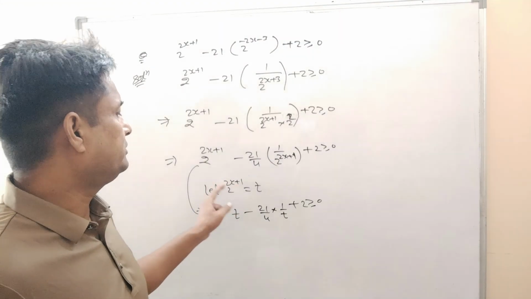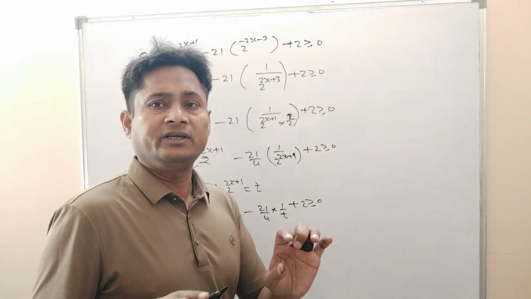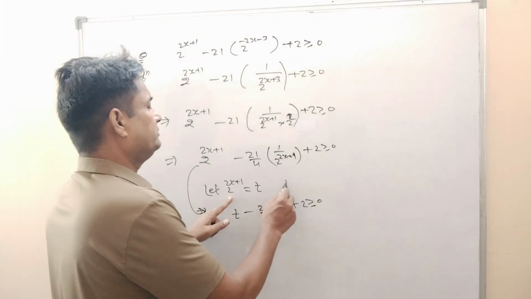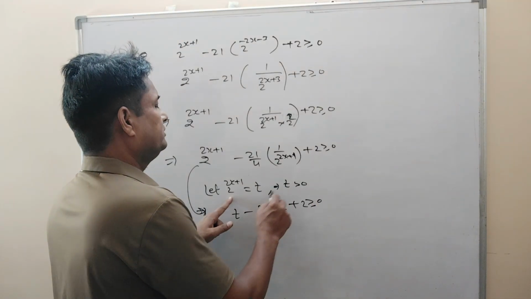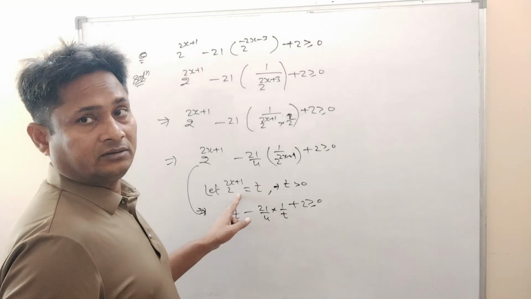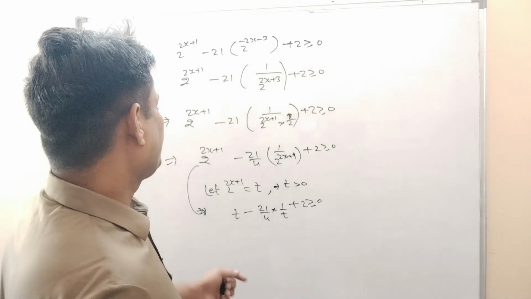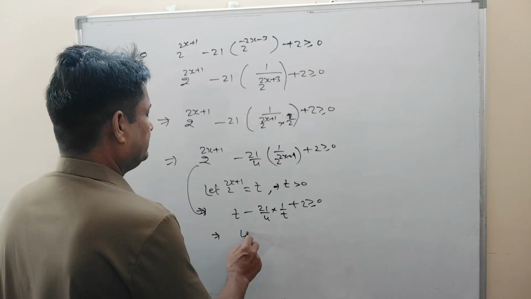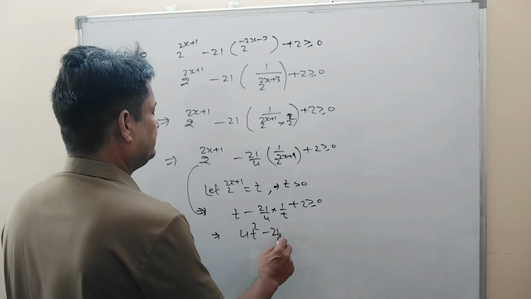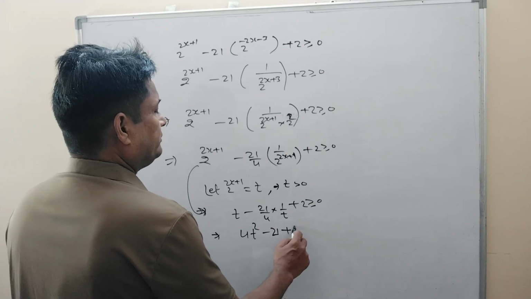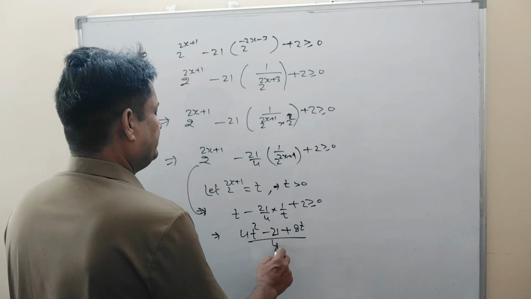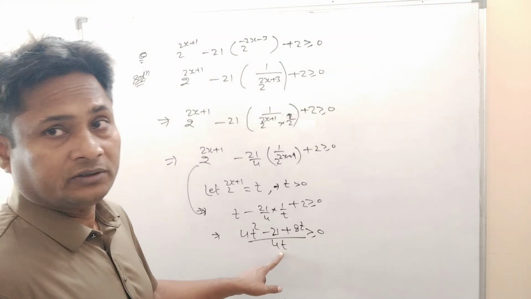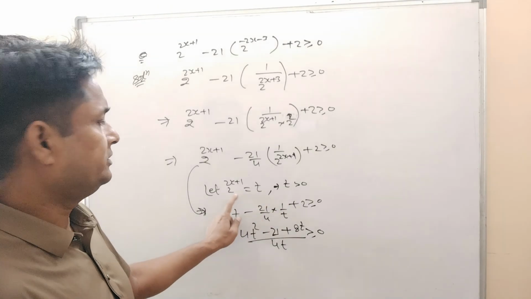So if you substitute any power, negative or positive, this will always be a positive value. That means t is greater than 0. From here you are getting t greater than 0, right? So simplify this one. Take LCM, so this will be 4t square minus 21 plus 8t divided by 4t greater than or equal to 0. Here t is always positive, because t is positive from this relationship.